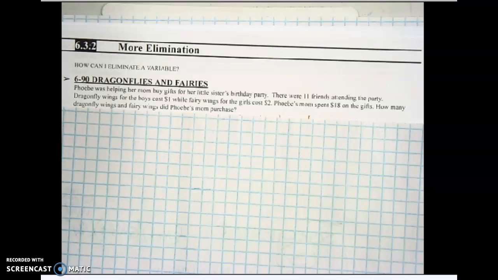So today's lesson, they're going to give you two equations, and you're going to either multiply one of the equations by something to get those opposite coefficients, or in some cases you might have to multiply both of your equations by something to get those opposite coefficients.